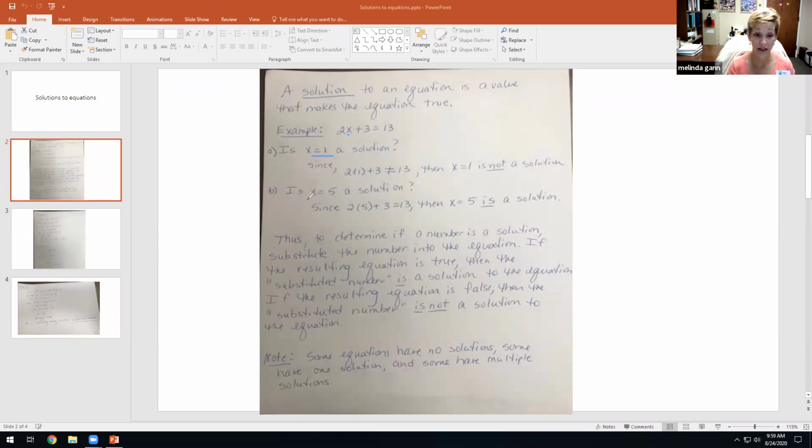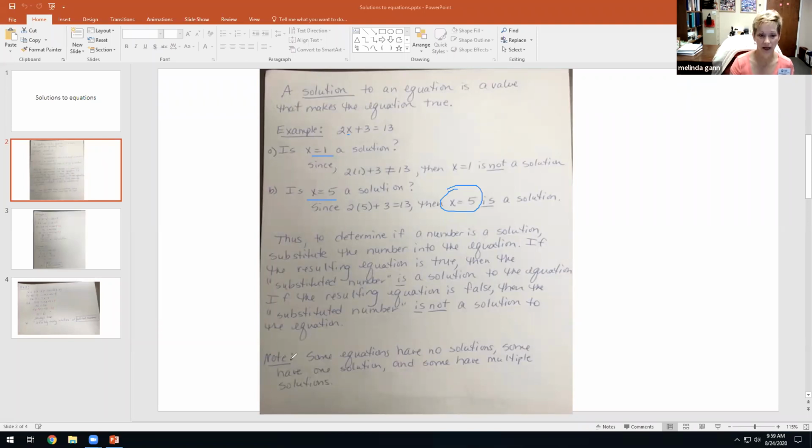All right, is x equals 5 a solution to this equation? Well, take out x and put in 5. So 2 times 5 is 10, and 10 plus 3 is 13. See, 13 equals 13 is true. So the number that you plugged in, that x equals 5, is a solution. So when they ask you if numbers are solutions, substitute them in. If the resulting equation is true, the number that you plugged in is a solution. If it's not true, it's not.